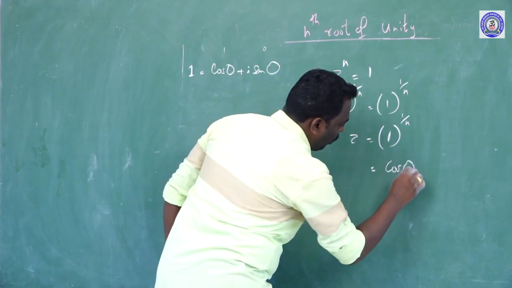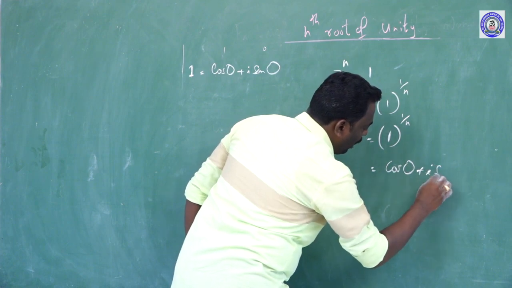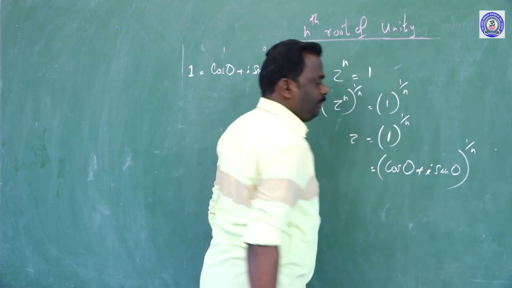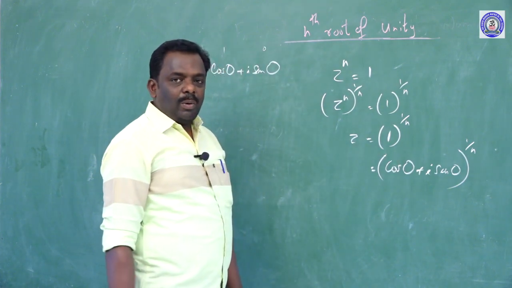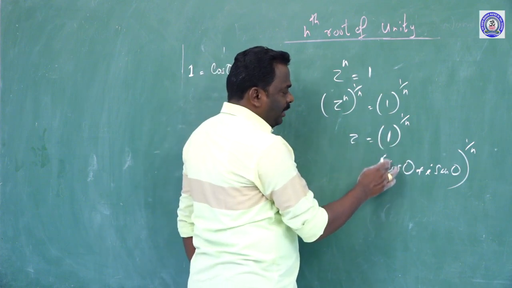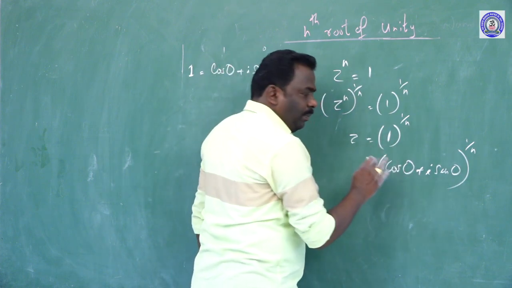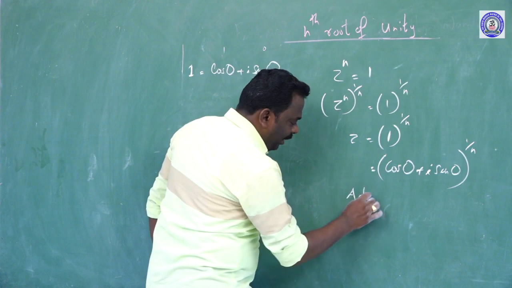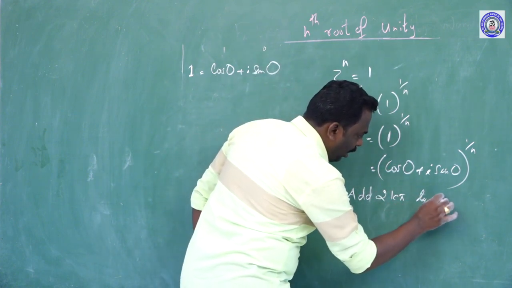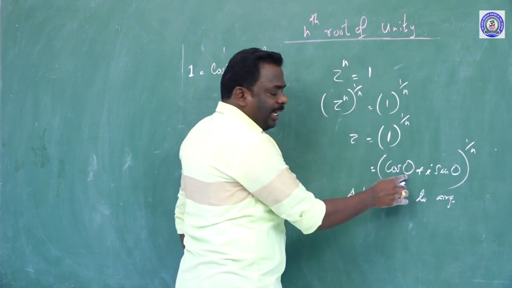Cos 0 plus I sin 0, whole power 1 by n. So, how do we find the nth root? First step, we convert the first term into the polar form, and the second step is adding 2k pi to the argument. What is the argument here? It is 0.